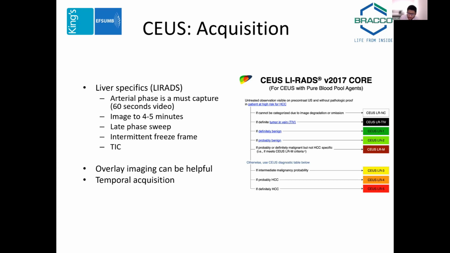When we talk about capturing the images and deciding what we want, think about what your aim is. So in the case of liver, we're talking more and more about LI-RADS created by the American College of Radiology. And we want to be talking in the same language, particularly in terms of the risk of HCC, which is what this was created for. And to do that, we need to make sure we fit the criteria. And that's what I've described earlier: the 60-second videos with 4 to 5 minutes of images total and late phase sweeps.